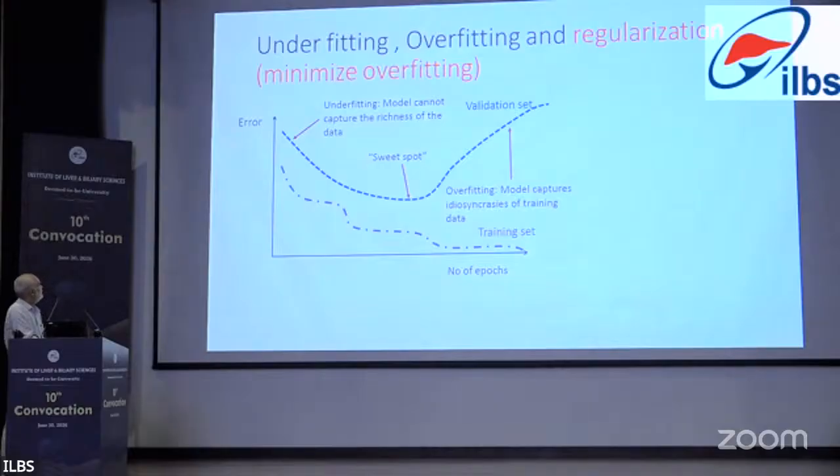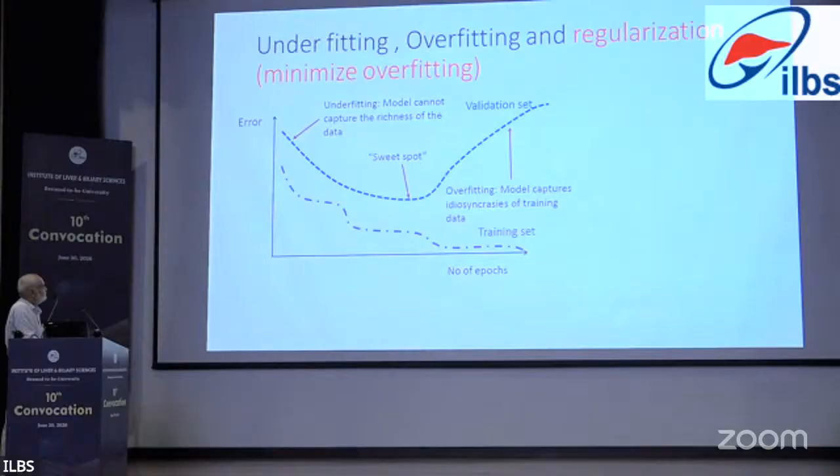So this is the error. Our purpose is to minimize the error. And this is the number of epochs. Epochs mean how many times the model is going through the data. So if we train, just forget this line, you focus on this line and the training set.